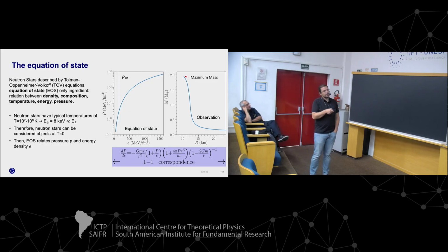But if you solve this differential equation, you basically get the distribution of matter inside a neutron star. What you need to do this is, so you have here, let's say, the pressure as a function of radius.